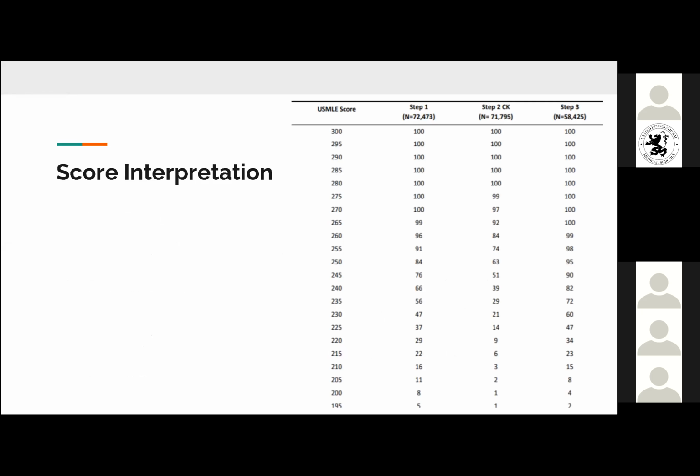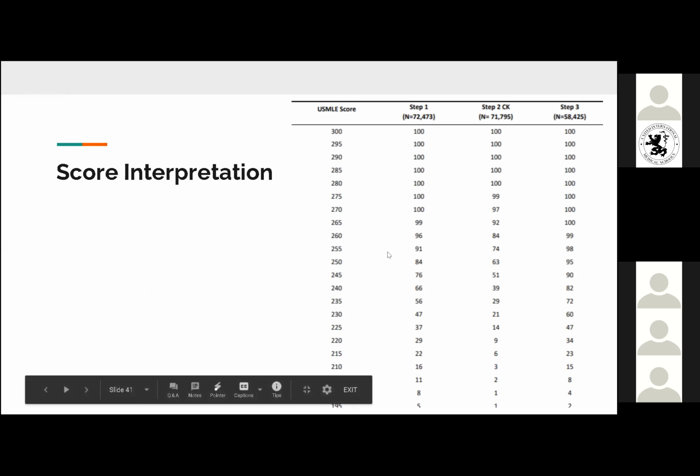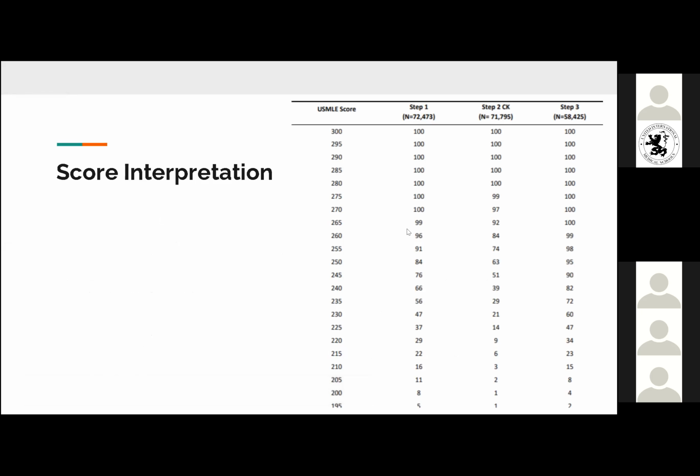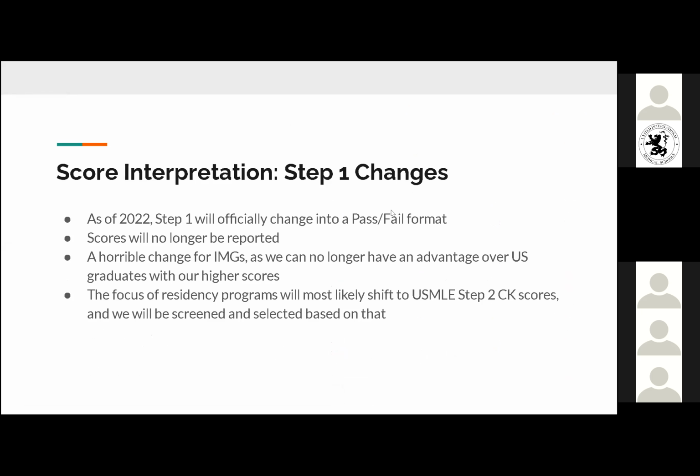So this is the percentile graph for the USMLE. Over 250 is the 84th percentile, over 260, 96th percentile, and so on. And you can see that the USMLE Step 1 scores are in general a bit lower than the USMLE Step 2 CK scores. I'll talk about it a bit. Someone asked this question in the chat.